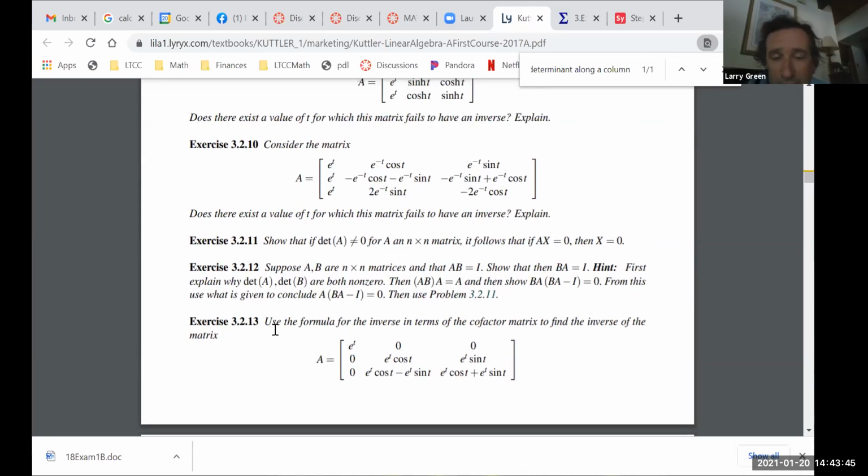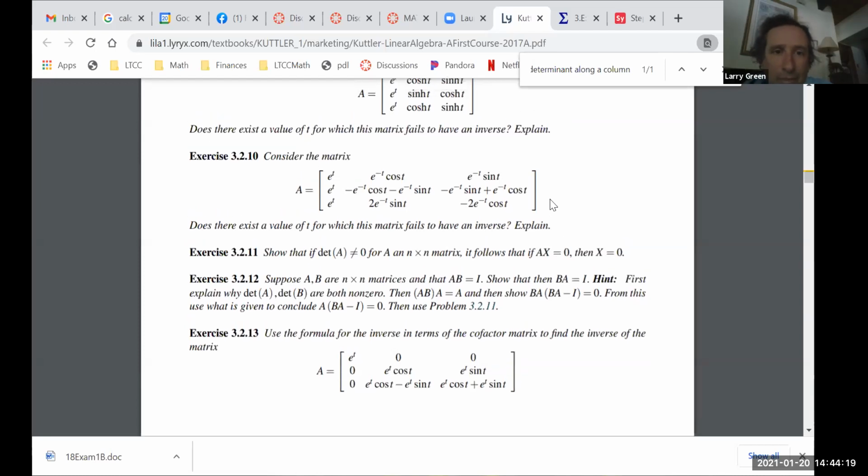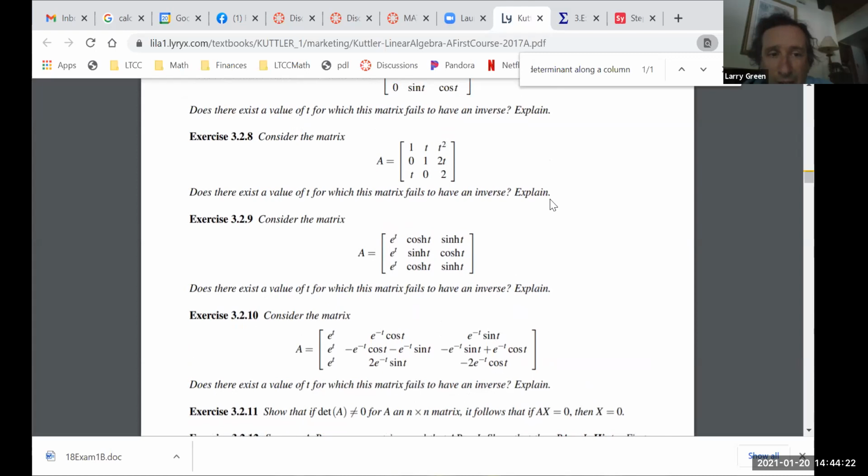You'll notice if you look at the questions, use a formula for the inverse in terms of cofactor matrix to find the inverse of this guy. Does that look kind of like what we just did? Okay, here, look at this A. Does there exist a value T for which the matrix fails to have an inverse? What do you think you do to decide? Take the determinant. Exactly, take the determinant and see if you ever get 0. Then you have to look at algebra at that point. Any questions on that?